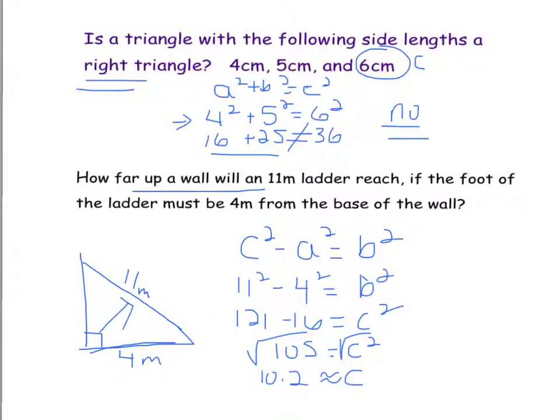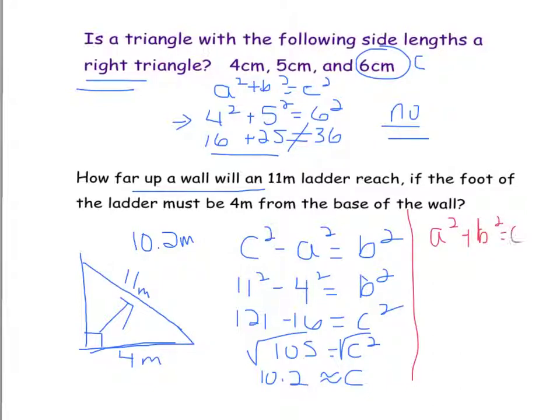All right, so I plugged my numbers in. 11 was my c, 4 was my a, and I solved for b. So I squared everything, I subtracted, and then I took the square root. And remember, it's only the positive. It's in meters, so I'm going to answer: it's approximately 10.2 meters.